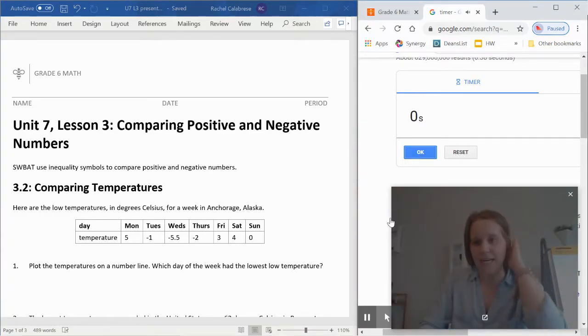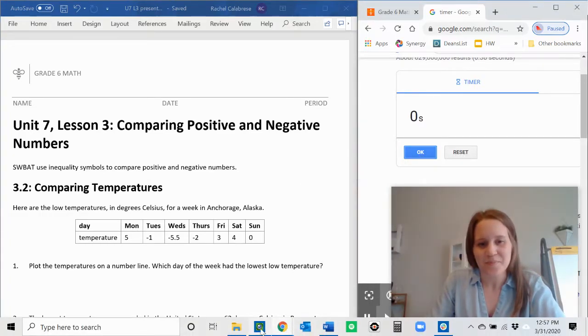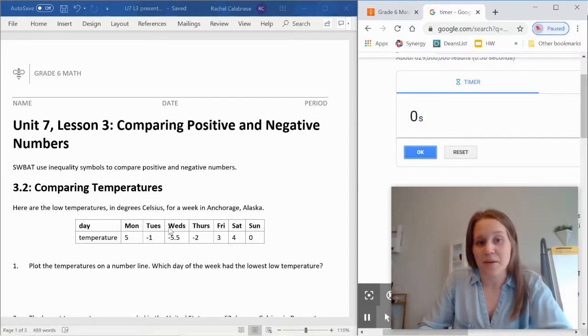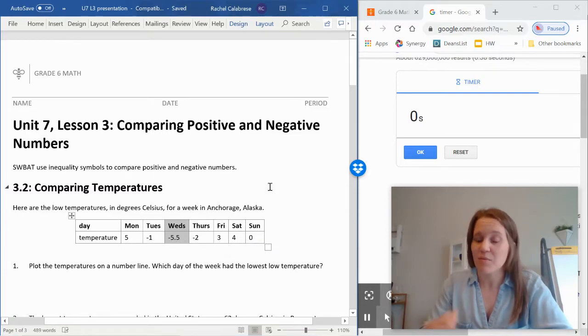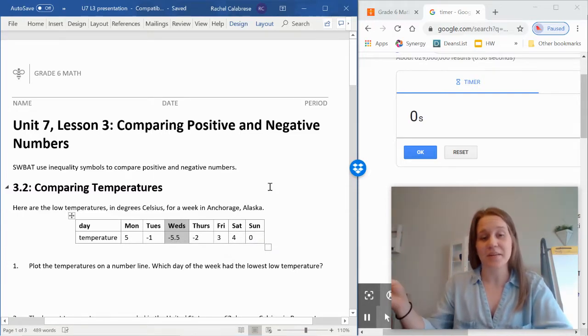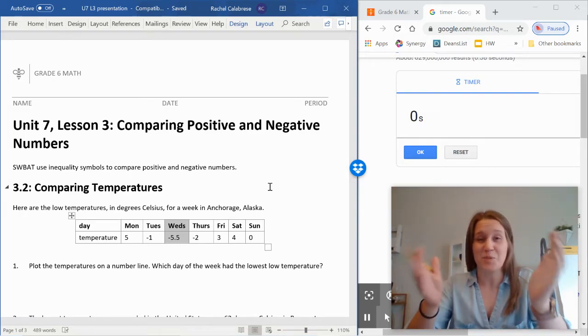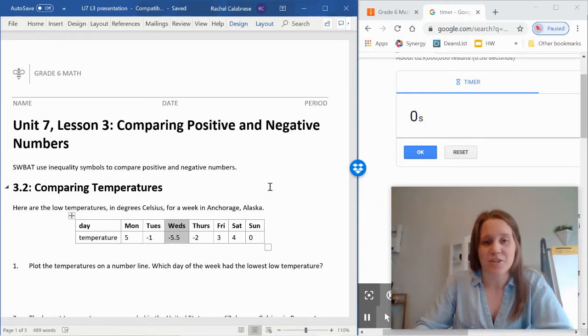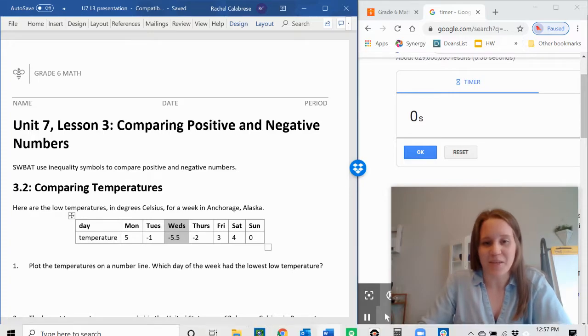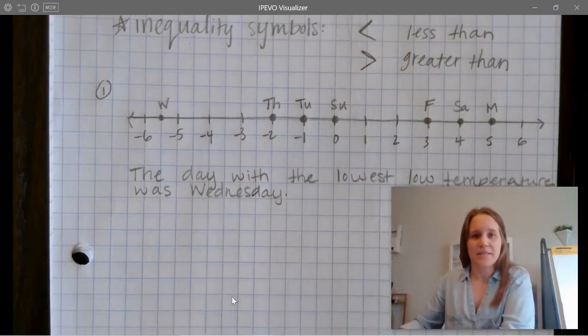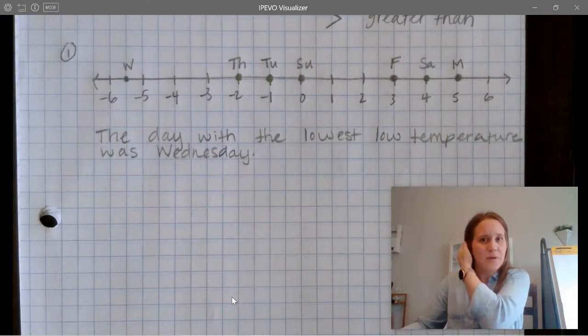Okay, there's our time. Let's go ahead and review. Specifically, I want you to pay really careful attention to Wednesday's temperature. That one was not listed on our integer number line because -5 and 5/10 is not an integer. It falls between integers. So that's one I want to make sure we're really careful about. Okay, all right, here's my thinking. Go ahead and check your work.